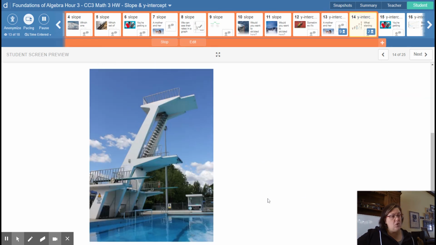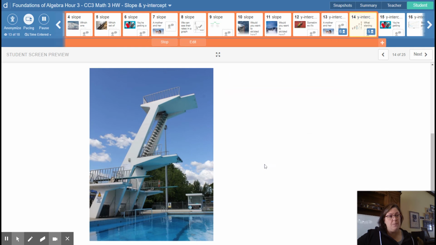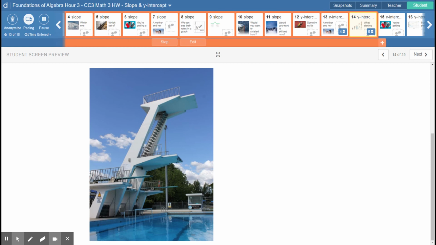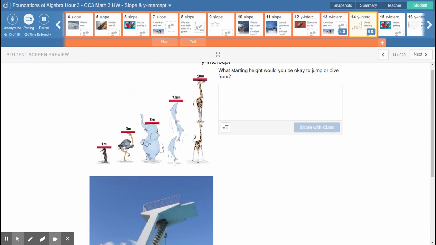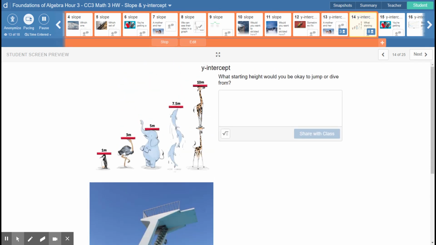Slide 14 shows this picture of a diving platform. And you've got different levels of the diving platform, and then you've got 2 diving boards that are called springboards. And in this one, I just want to know, where would you be willing to jump from? The height of a penguin, which is about the height of a table, so that's 1 meter, the height of an ostrich, the height of an elephant, if you stack 3 dolphins on top of each other, or 2 giraffes. What starting point would you feel comfortable with jumping from?